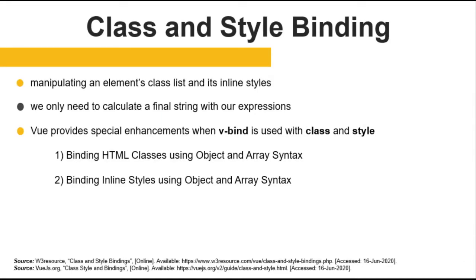Class and style binding. Most commonly, we need data binding when manipulating an element's class list and its inline styles. Because both of them are attributes, we can use the v-bind directive to handle them. Here our expressions calculate only the final strings. We only need to calculate the final string with our expressions.